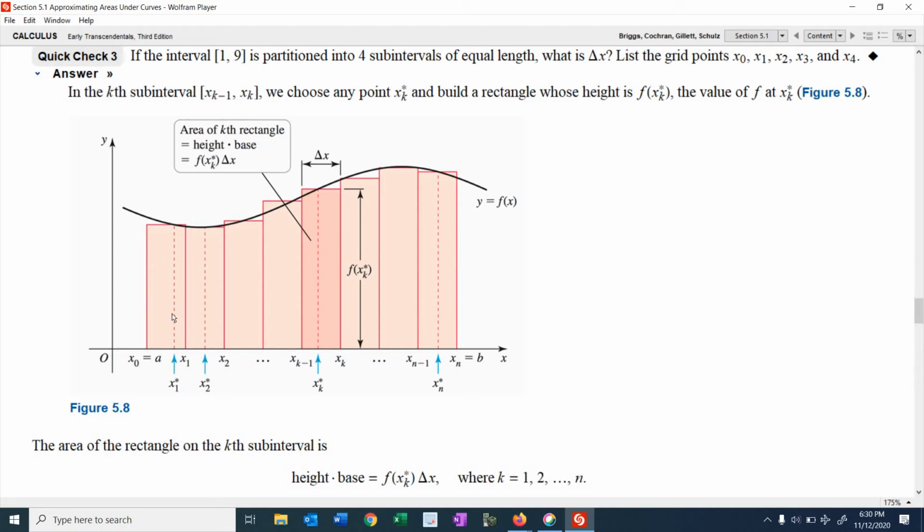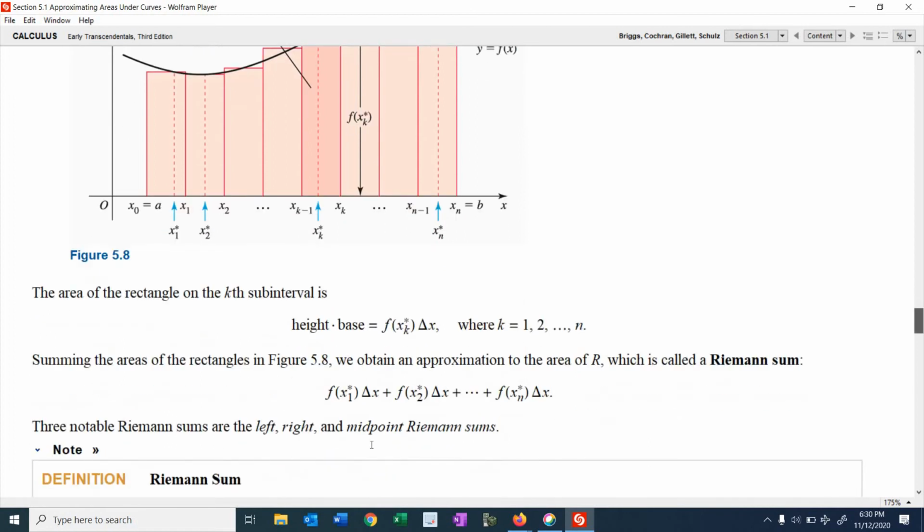Okay, and so then the area of this first rectangle is going to be the width times the height, right? So the width is delta x. The height is going to be f evaluated at x sub 1 star. And so when you multiply those two together, delta x is the width of the rectangle, and f evaluated at x sub 1 star gives you the height. When you multiply those together, that gives you the area of this first rectangle.